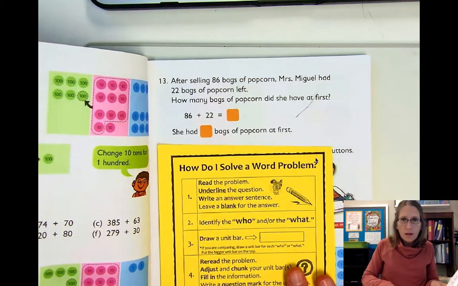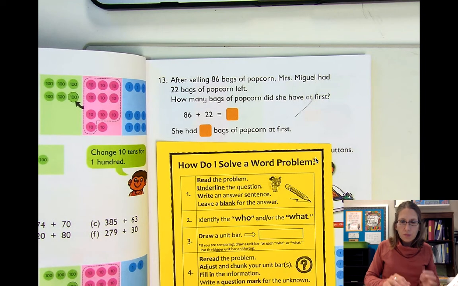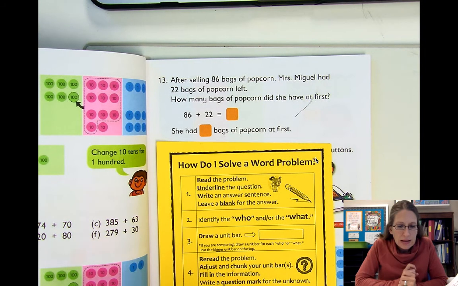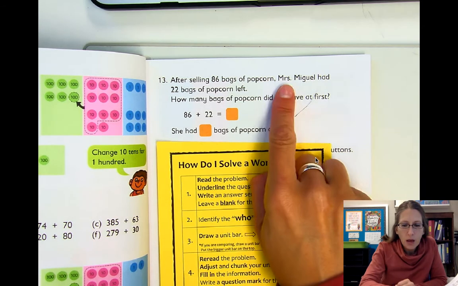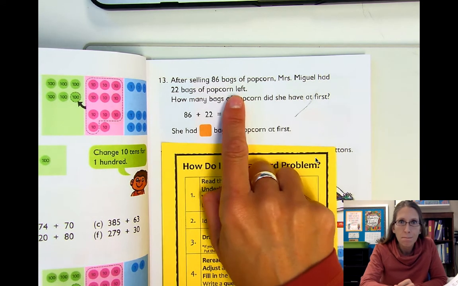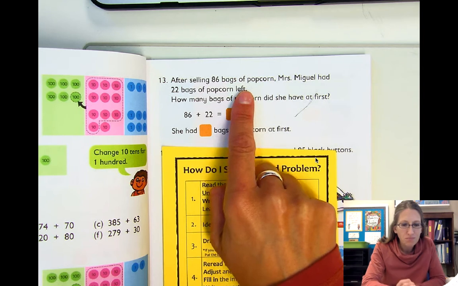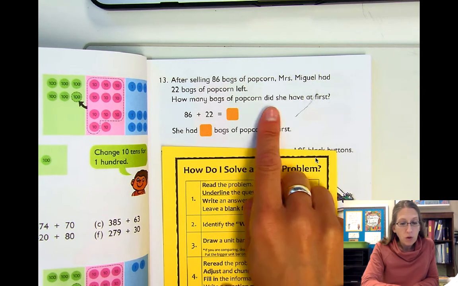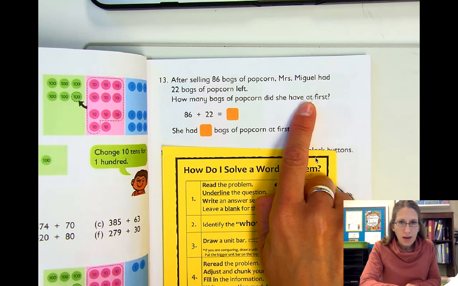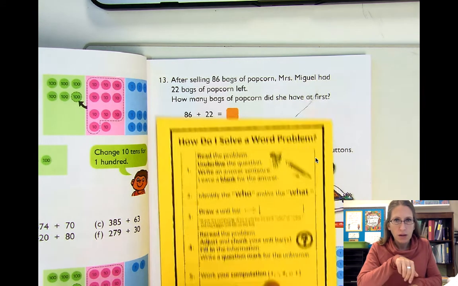And let's look at this first one. So number 13. It says, after selling 86 bags of popcorn, Mrs. Miguel had 22 bags of popcorn left. How many bags of popcorn did she have at first?